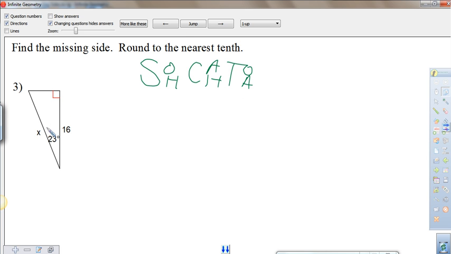Alright, SOHCAHTOA. I know I'm going really fast, sorry guys. Alright, so across from this is your hypotenuse. In between your angles is your A. Makes this your opposite. No value here.